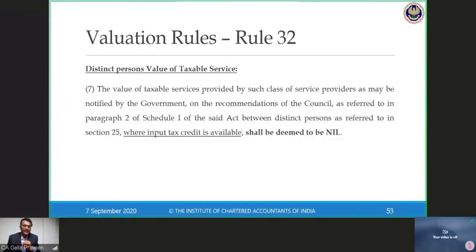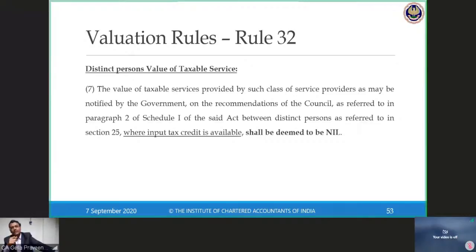Then there is something I skipped when I was talking about Rule 28. Rule 28 says that when there is a distinct person and services are to be rendered, for example, the head office is in Bangalore and the branch office is in Pune. From the head office, I do the bookkeeping, I do the sales invoice generation, I do various activities. The payroll of Pune employees is processed at the head office. It will be called a distinct person.